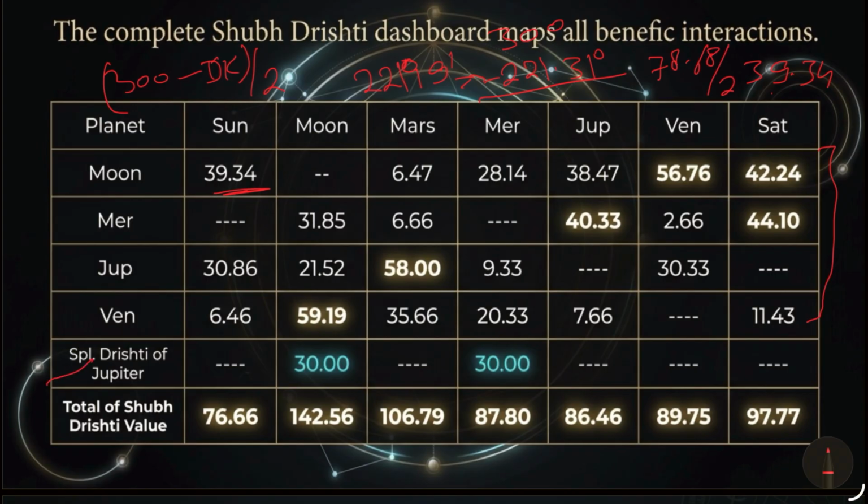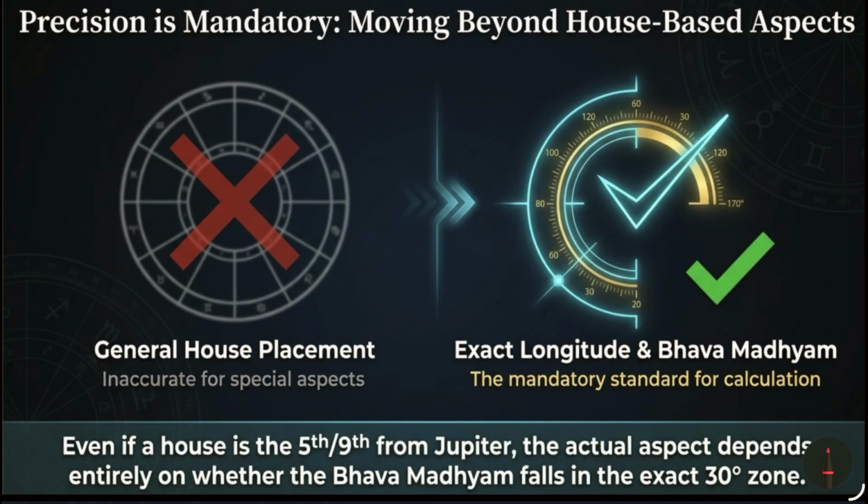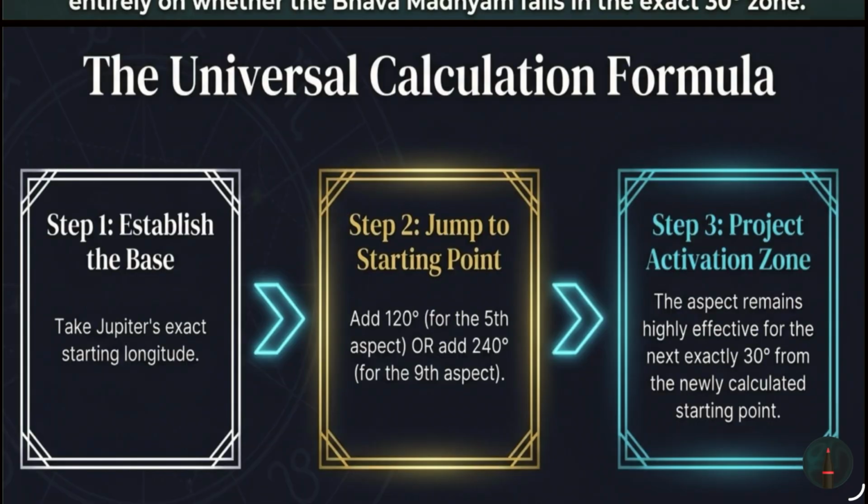The value for special aspect, let me explain it in detail, then we'll do the computation further. What is there in the special aspect is that we do not directly consider that if a planet is aspecting a particular house, then any planet present in that house will get the aspect. No, we have to do the computation using the exact longitude and then the bhav madhya. Simple thing is that Jupiter is having a special aspect of 5th and 9th, so we'll do the computation.